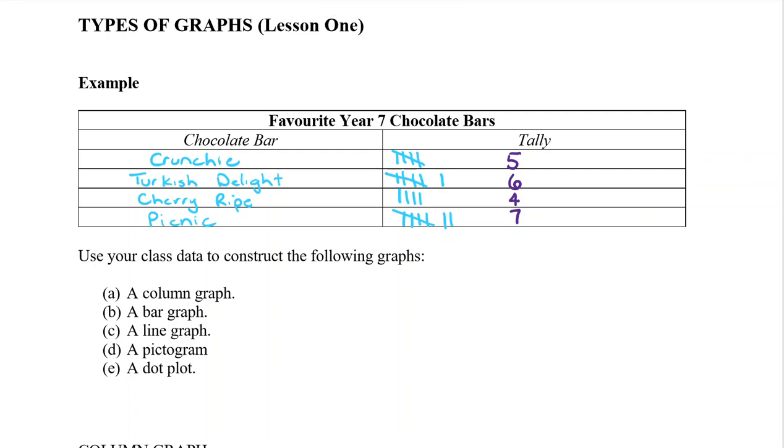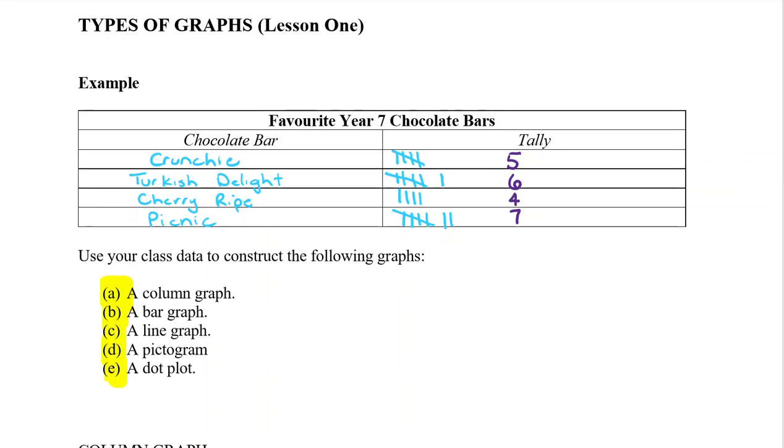Okay, Year 7, today we're going to learn 5 different types of graphs, and we're going to use the data that we've collected about the favourite chocolate bars that you selected out of Crunchie, Turkish Delight, Cherry Ripe and Picnic. So the results are there in the table, and we're going to be using those results for each one of our graphs. The 5 graphs that we're going to do are a column graph, a bar graph, a line graph, a pictogram and a dot plot.